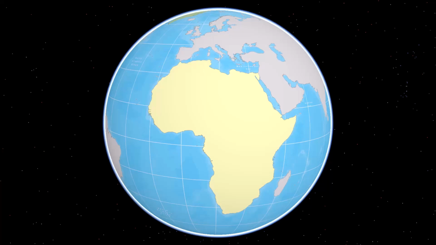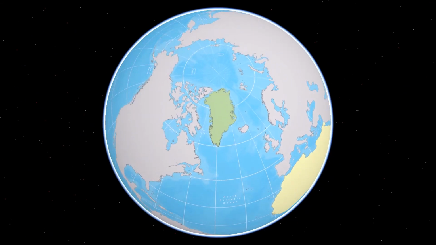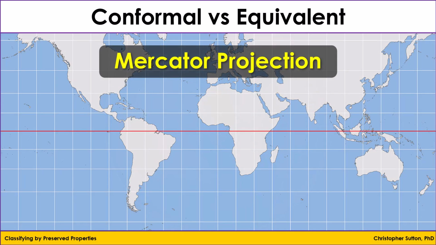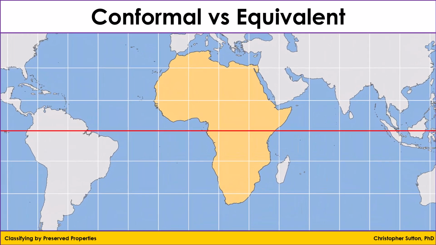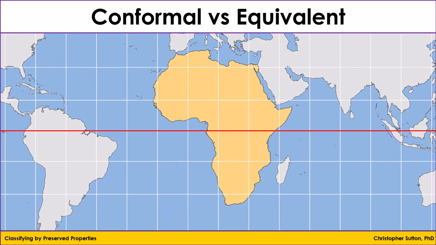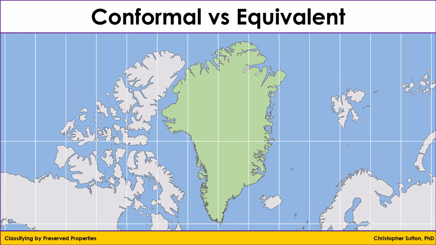The most famous example of comparing a conformal projection to an equivalent projection is the comparison of the African continent and the island of Greenland. Recall that in a conformal projection, latitude lines are parallel to each other, longitude lines are parallel to each other, and latitude and longitude lines are perpendicular. The African continent straddles the equator, so we have less size distortion in the African continent. Greenland is located in the high latitudes.